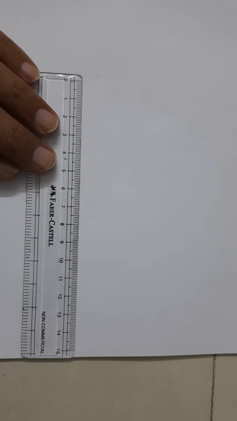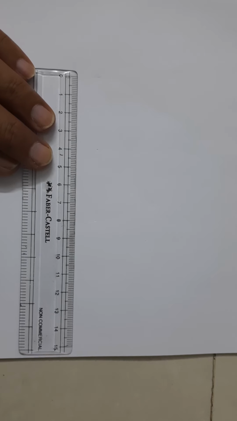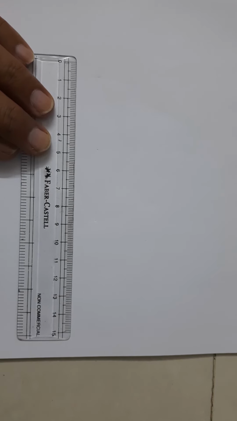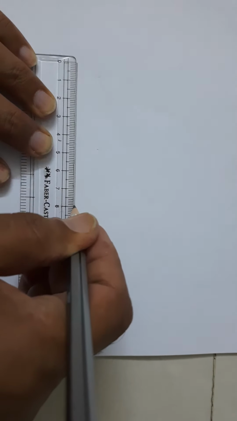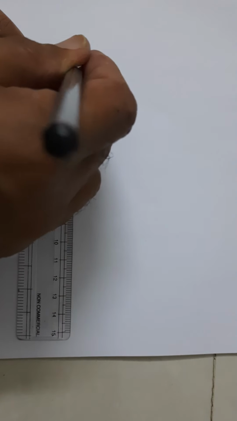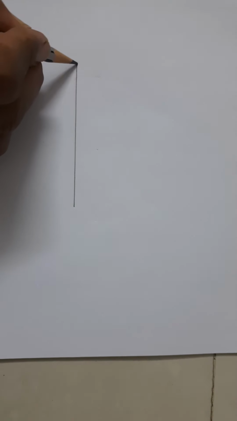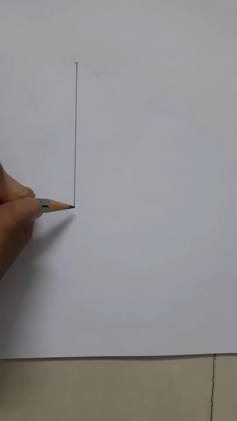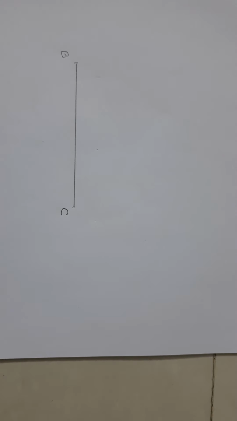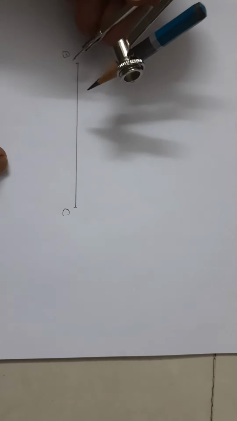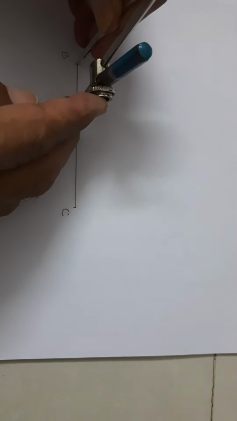So let us first construct triangle ABC in which BC is 8. So I measure 8 cm. Eight centimeters is measured. This is our BC. Now at B we want to draw a right angle. You already know how a right angle is drawn. Last year you studied the construction of various angles. Right angle was one of those.